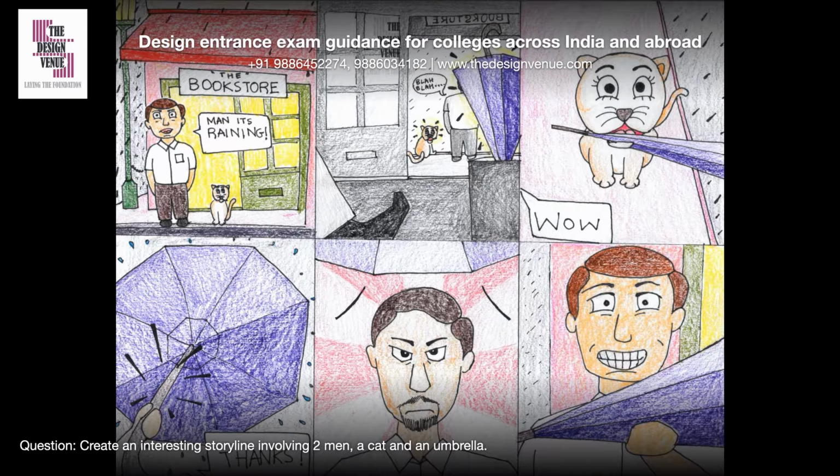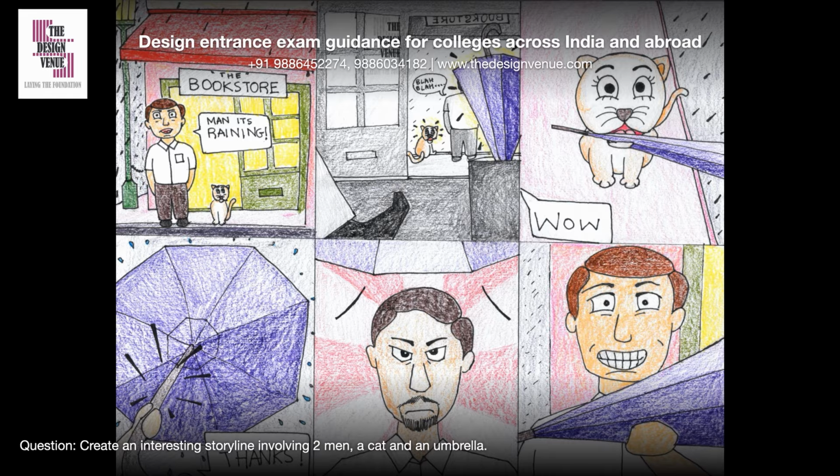In this question, we have to depict an interesting story involving two men, a cat, and an umbrella. This example shows how to put emphasis on certain parts of the scene. In the second frame, to show that the cat and umbrella are the most important parts of the scene, they both have a golden glow around them. Also, the rest of the image is black and white.